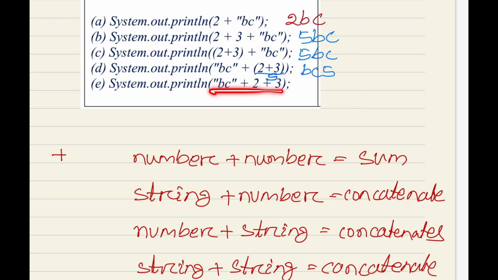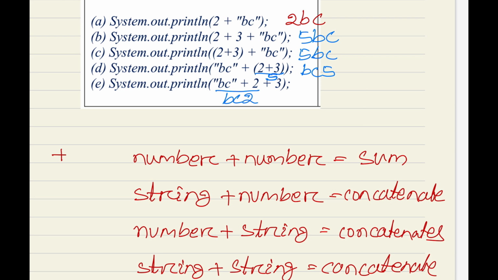Now move to the next one, that is the last one. So here first BC, then 2 plus 3, and we know that this addition operator is left to right associative. That means first this plus is evaluated, then the next plus. So left to right we evaluate the plus operation. If we evaluate BC plus 2, this is a string and this is an integer, so the output will be BC2.